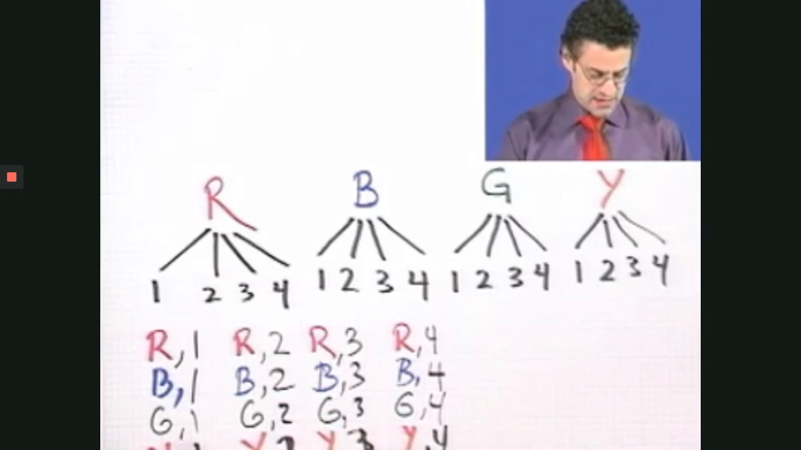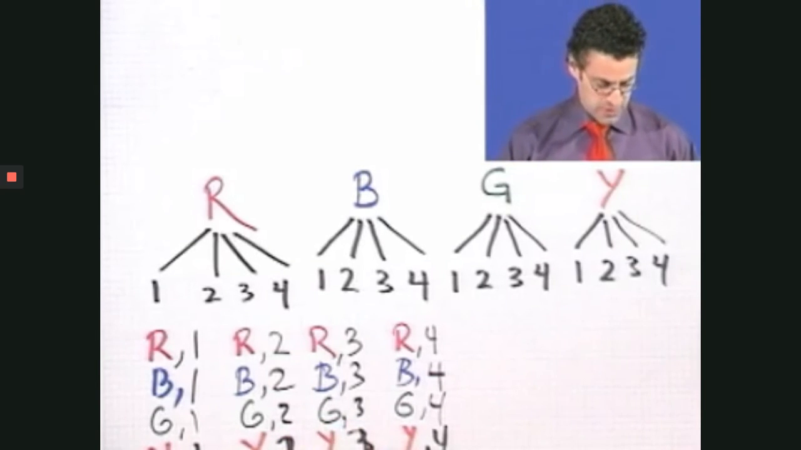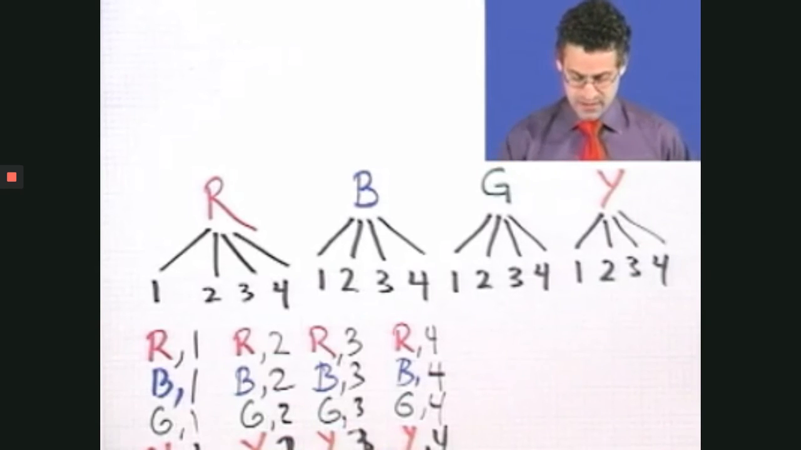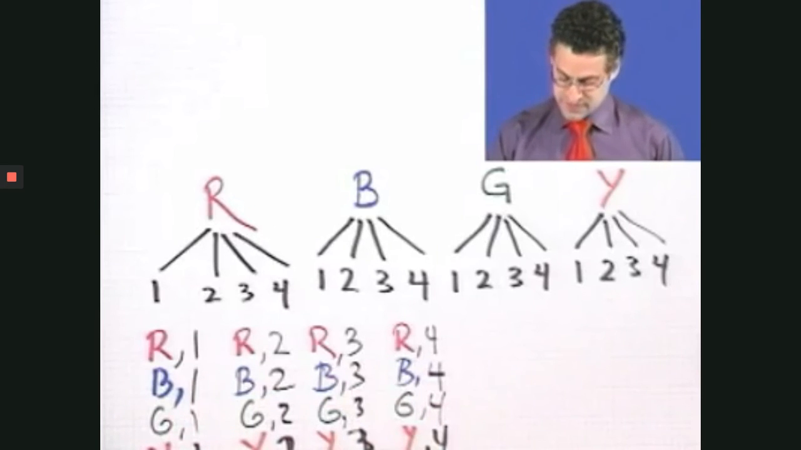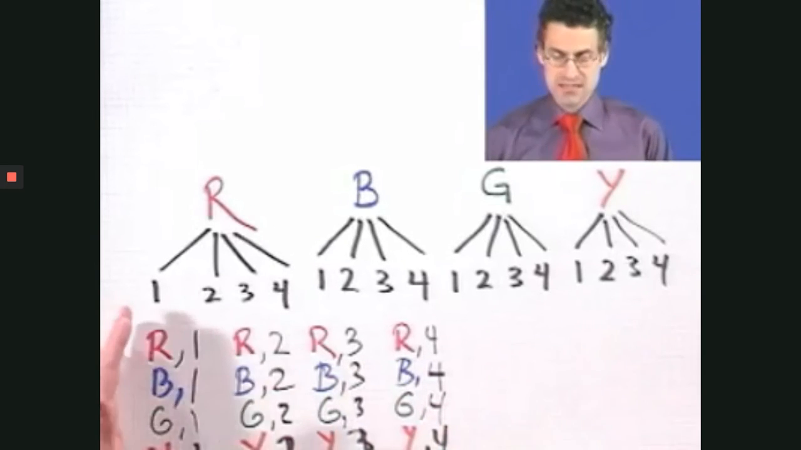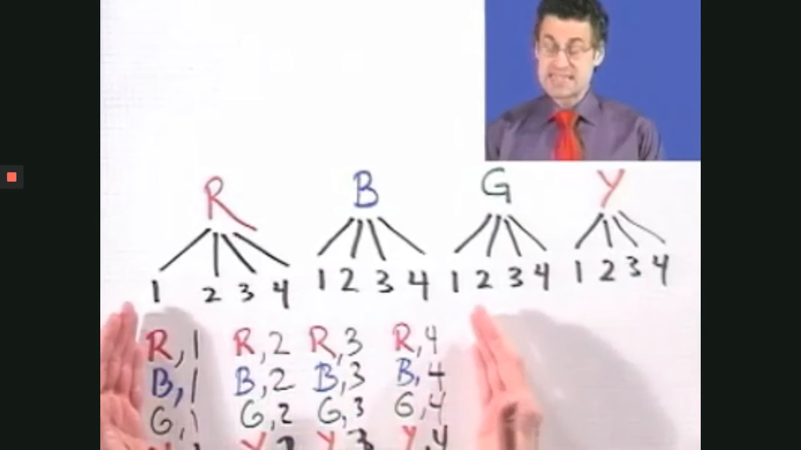And now what's the size of this space? Well, we just have to count all the possible outcomes. And if we count all the possible outcomes, we see 1, 2, 3, 4, 5, 6, 7, 8, 9, 10, 11, 12, 13, 14, 15, 16. So the total size of the sample space is actually 16.